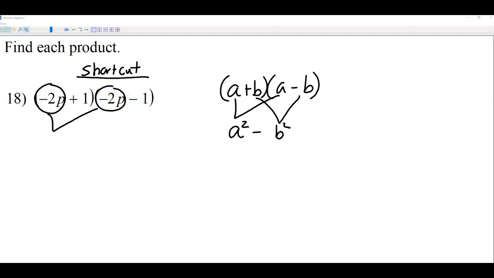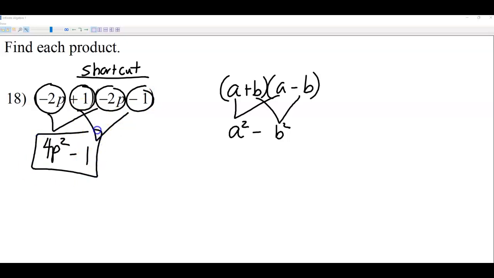Negative 2p times negative 2p is a positive 4p squared. Then we have positive 1 times negative 1, which makes negative 1. And we are now done.